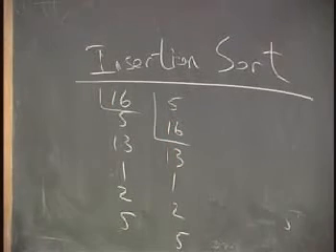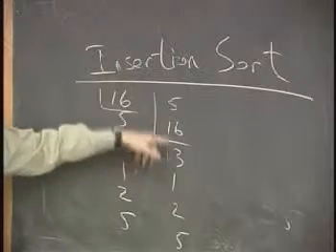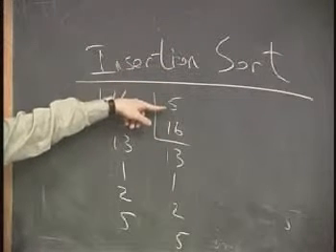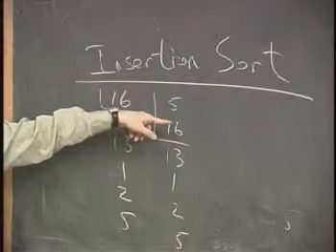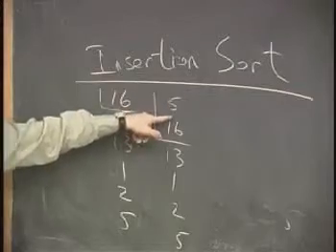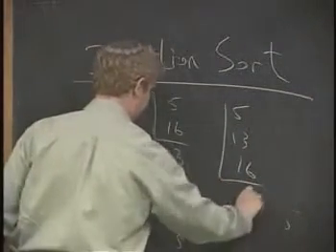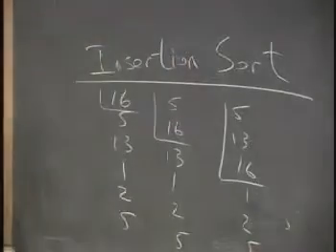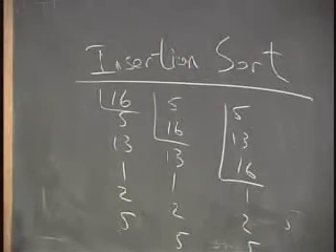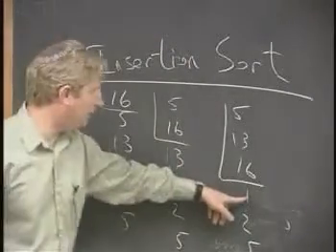Now 13's turn. You pick up 13 and you look. Is 13 bigger than 5? It is. So go after that. Is 13 bigger than 16? It's not. So 13 belongs right in here, and the list looks like this. Okay, so far?